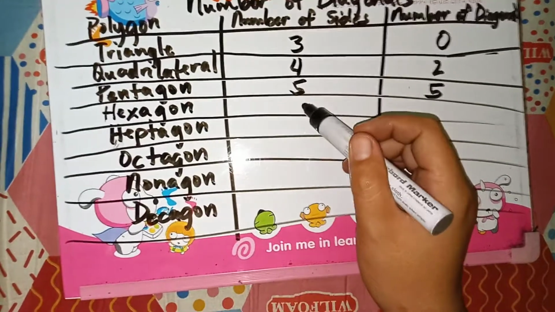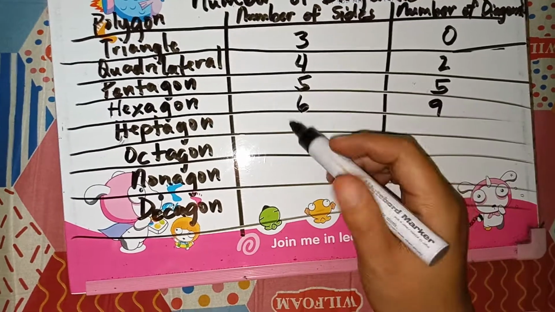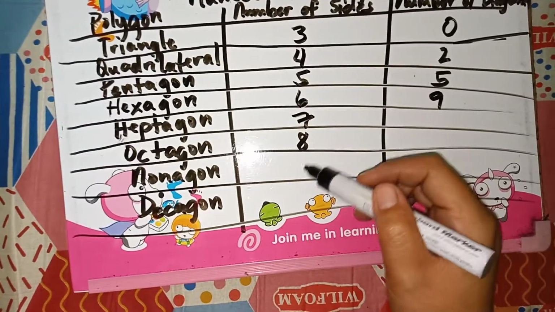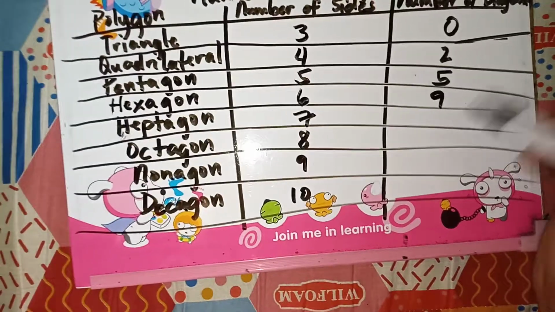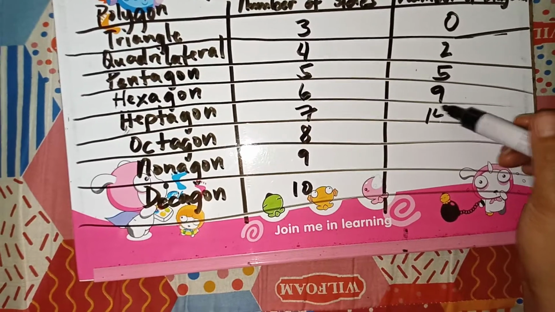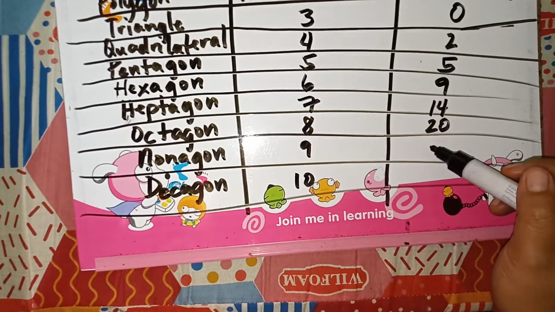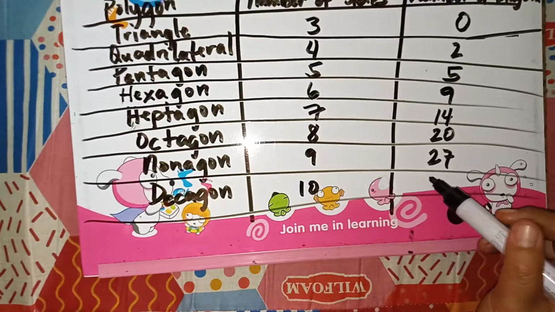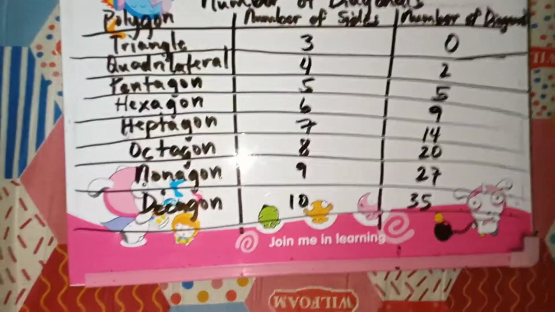For the hexagon, this is 6 sides, and the number of diagonals is 9. For the heptagon, we have 7; octagon, 8; nonagon, 9; and decagon, 10. For the number of diagonals of the heptagon, we have 14. Octagon is 20, nonagon is 27, and decagon is 35. So these are the numbers of diagonals.